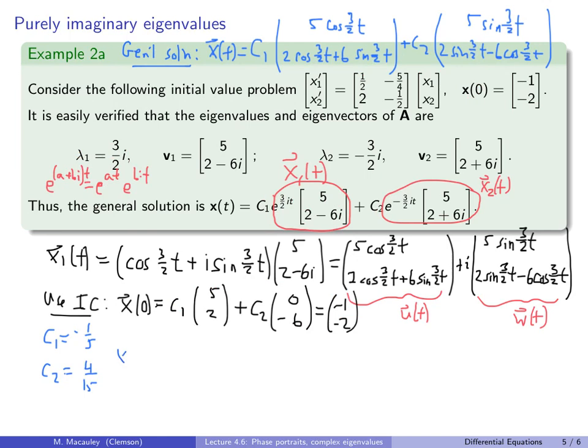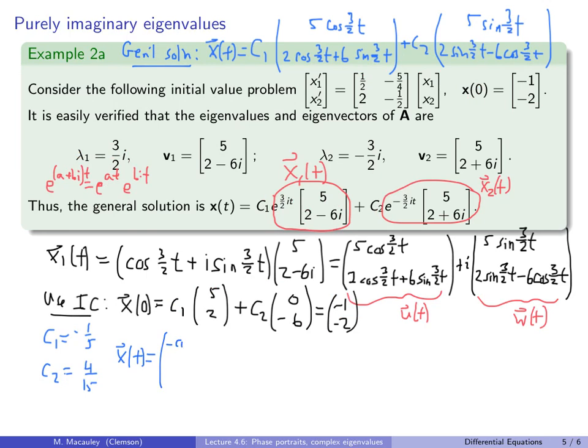So x of t, if you plug negative 1/5 into here and 4/15 into here and you simplify, I'll just tell you what you get.